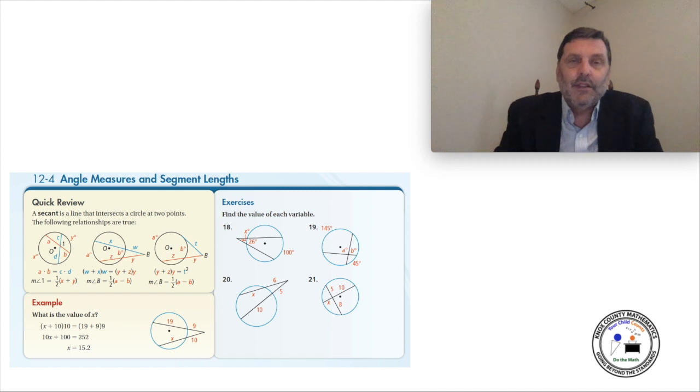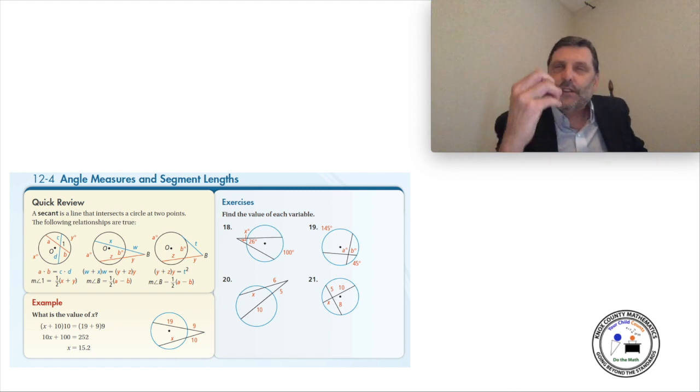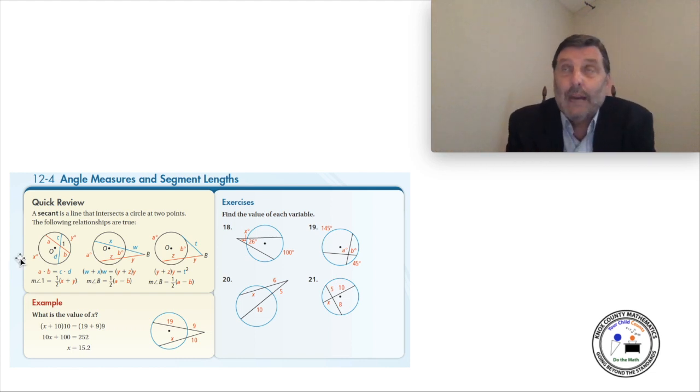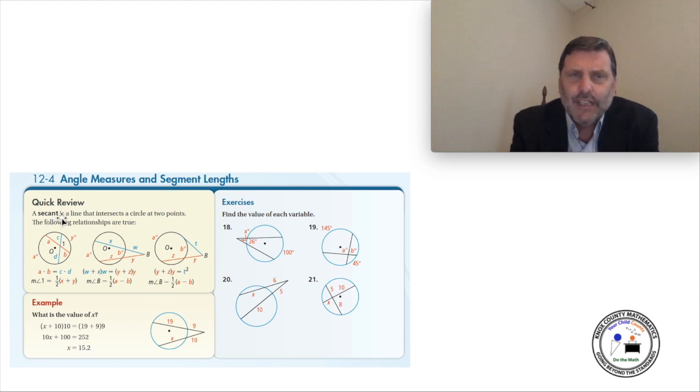And then last and definitely not least are angle measures and segments. Essentially what this is going to give me is 3 different sets of formulas, depending on what type of information I'm given in the circles. We've got a secant. A secant is a line that intersects a circle at 2 points. For example, this segment right here from B over, that's a secant because it intersects at one side of the circle and somewhere else. If it intersects in one place, it's a tangent. If it intersects in 2 places, it's a secant.